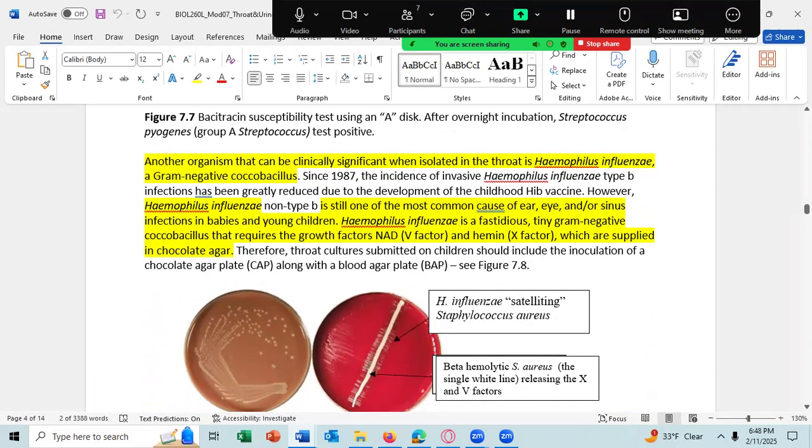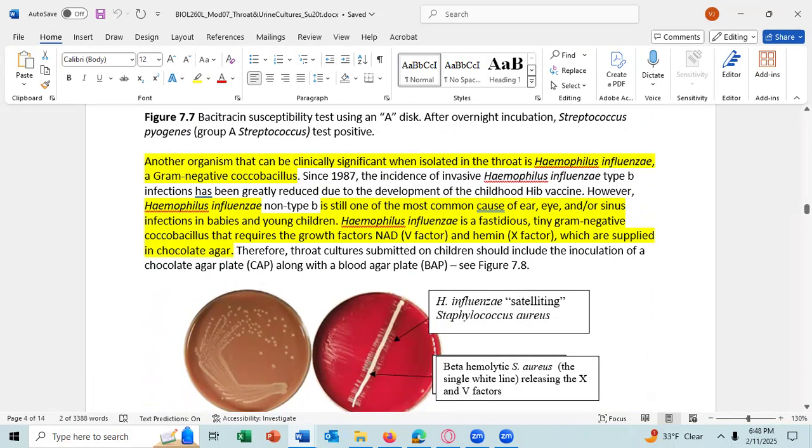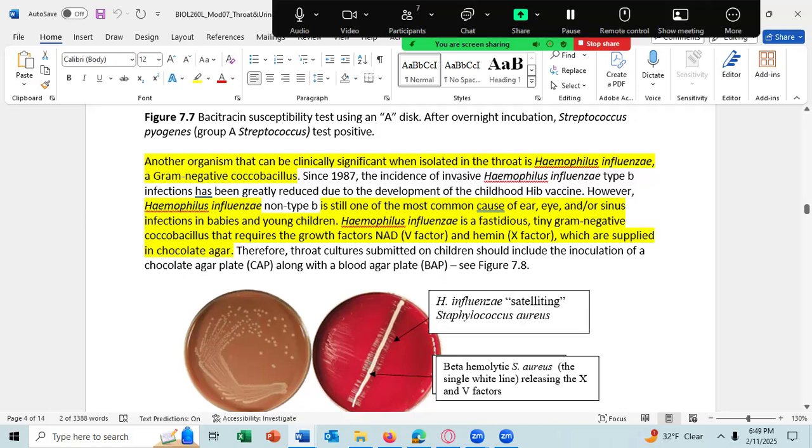Another organism that can be obtained from a throat culture is Haemophilus influenzae. This is a gram-negative coccobacillus. Haemophilus influenzae is one of the common causes of ear, eye, and sinus infection in babies and young children. Not so common in older children or in adults. Haemophilus influenzae is a fastidious organism, but it will not grow, at least alone, on a blood agar plate.